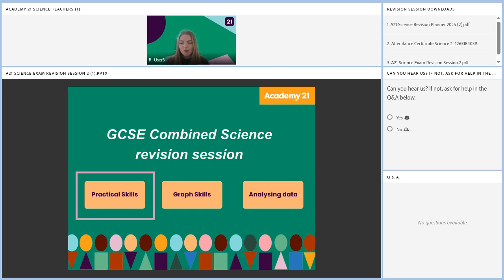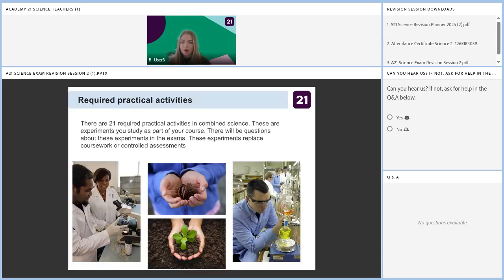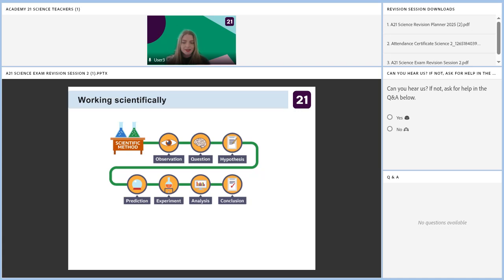Great. Okay, so we'll have a look at some of the practical skills then. On the combined science course, there are 21 different required practical activities. So you'll be asked questions on some of them and about their methods, but you might also be asked about ones that you've not seen before. But with those ones, you don't need to panic. You just need to apply these same practical skills to those different practicals and those questions as well. So we'll have a look through some of the skills that we use for these practicals.